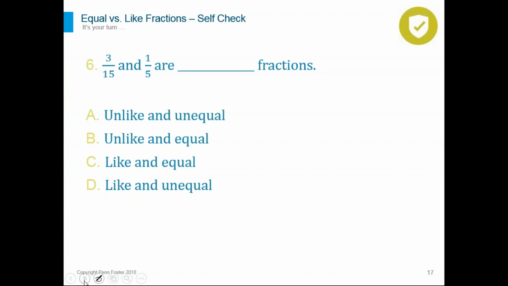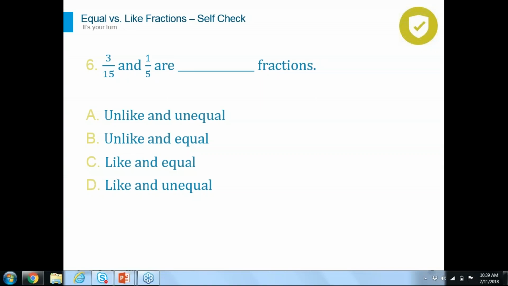One more question on that topic. 3 over 15 and 1 over 5 are what fractions? Are they unlike and unequal? Are they unlike and equal? Are they like and equal, or like and unequal? What do you think? You can eliminate some answers so you can focus on maybe one, two, or three. You can just think about the fractions. Are they unlike or like? And then depending on your finding, you can choose, are they equal or unequal?